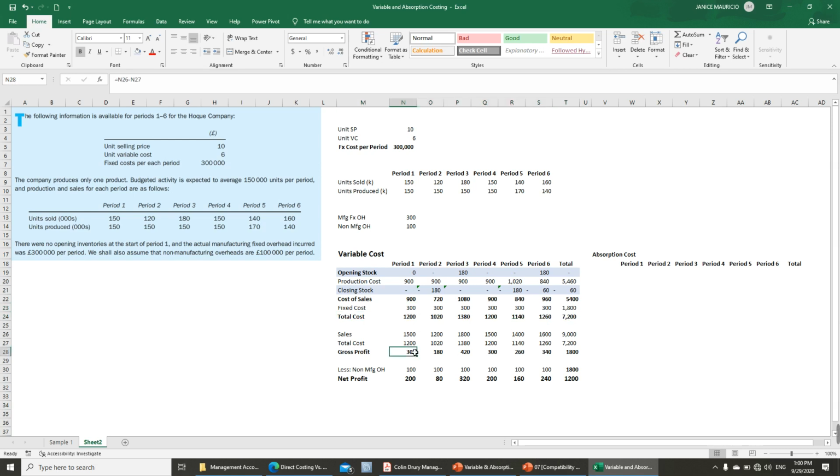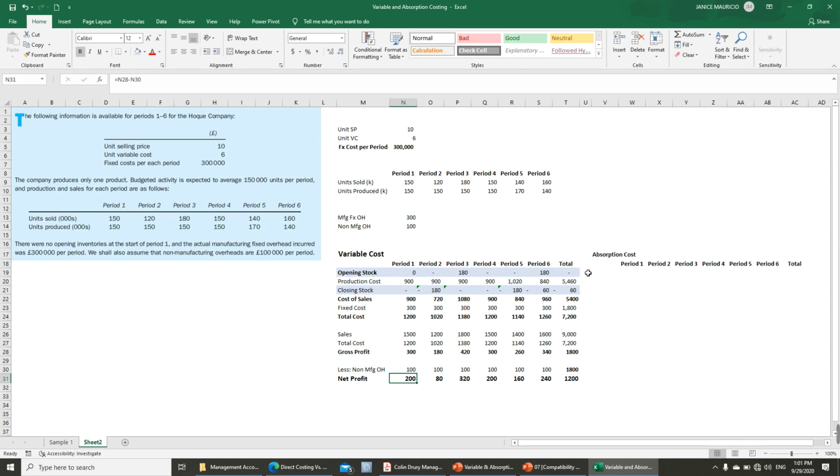And then to get the gross profit, the sales quantity for the period times the unit selling price will give you the sales for each of the period. Total cost is just equal to what we have computed above, okay? And then, so that's our gross profit from sales. You deduct non-manufacturing overhead, which is fixed at 100,000 per month. Thus, the net profit per month is gross profit less non-manufacturing overhead.